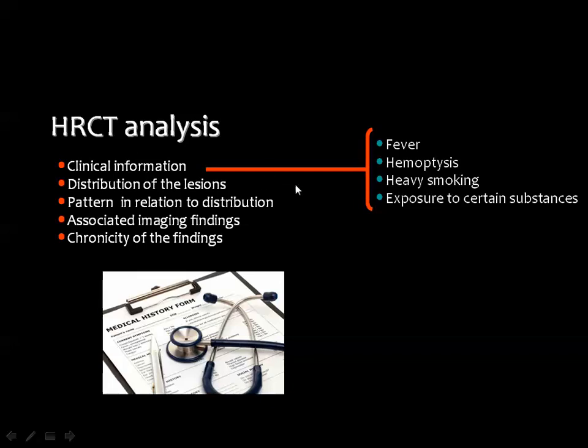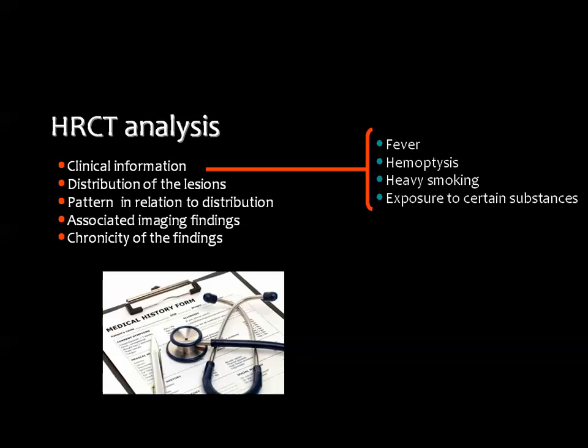Very importantly, we should know if the patient had fever, had hemoptysis, if he is a smoker, or if he is exposed to certain substances like dust and allergens, for example. Then we should look for the distribution of the lesions, whether they are in the periphery of the lung or in the central part of the lung or both, whether they have a lymphatic distribution or random distribution, and what is the pattern in relation to the distribution.